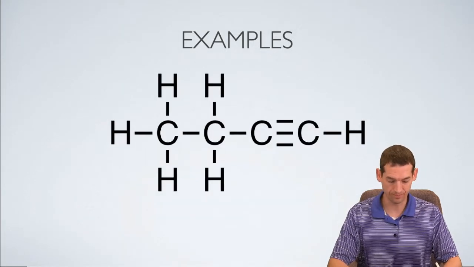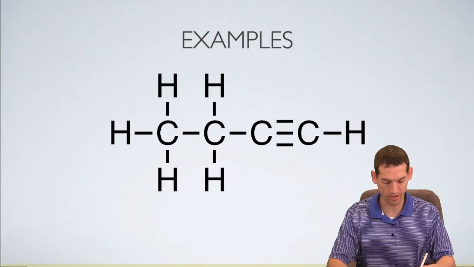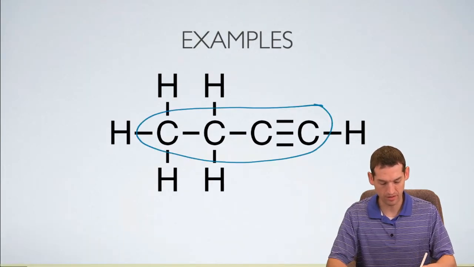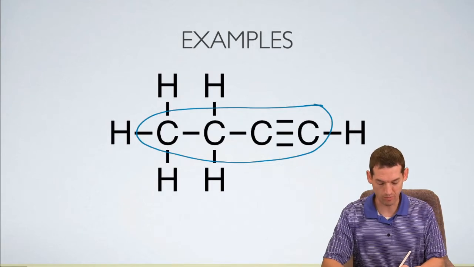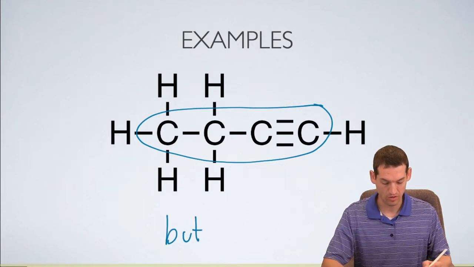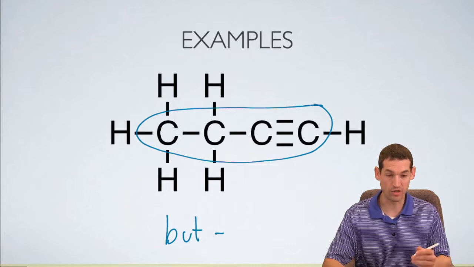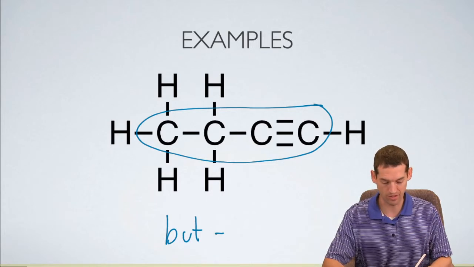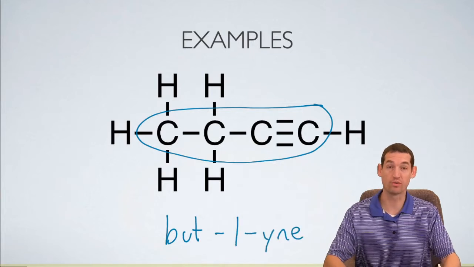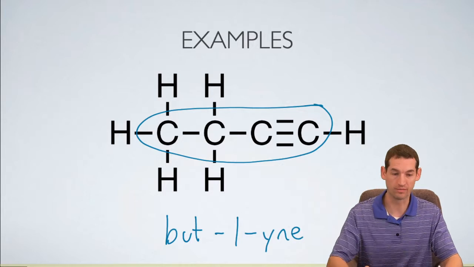Okay, next example. Now I have a 4-carbon parent. So now I have to include the number. This is a but-. And the triple bond I would number from right to left in this case to give me the lowest number. So this would be a but-1-yne. The triple bond is starting on carbon 1.